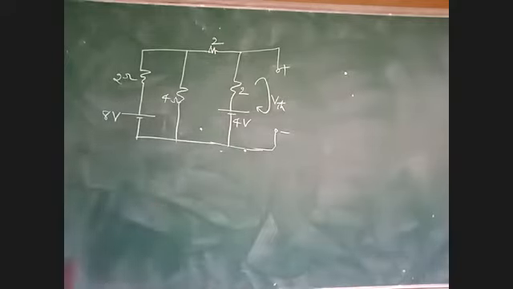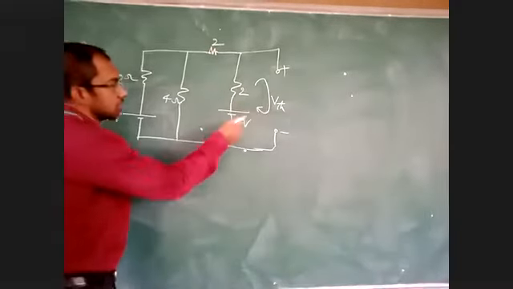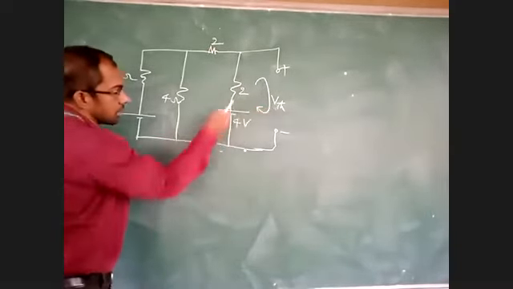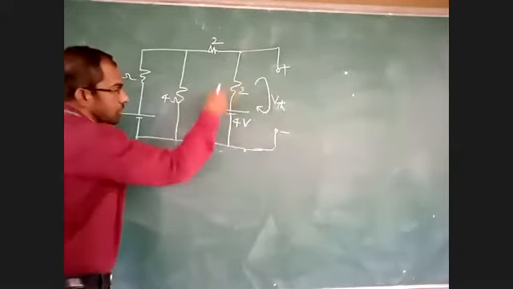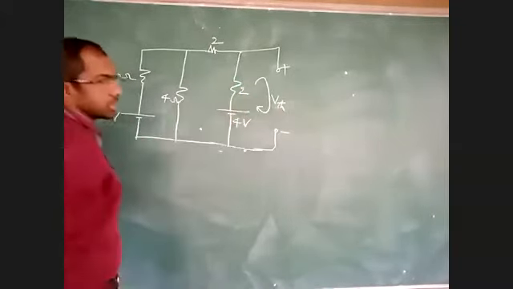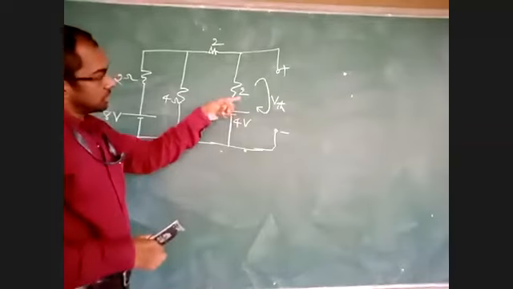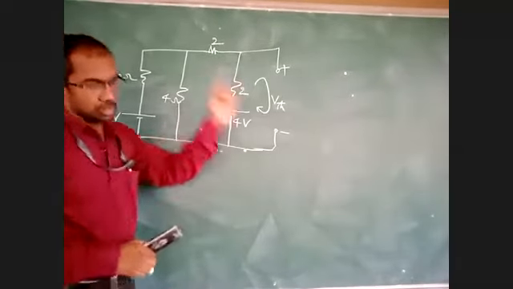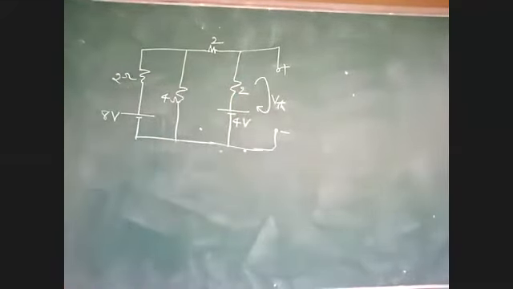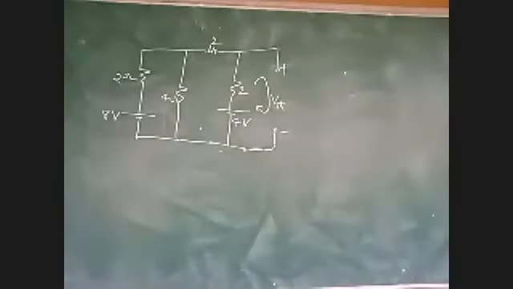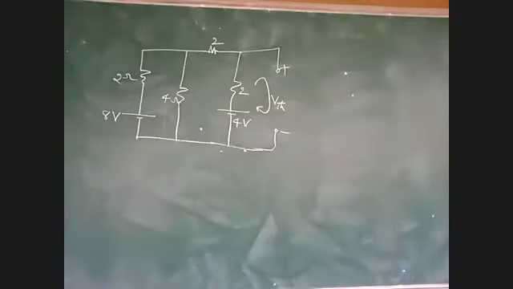Now, if I want VTH, this voltage has to be determined. I want the voltage across this 2 ohm. If I know the voltage across this 2 ohm, I can determine VTH. To get the voltage across the 2 ohms, we have to determine the current in it.